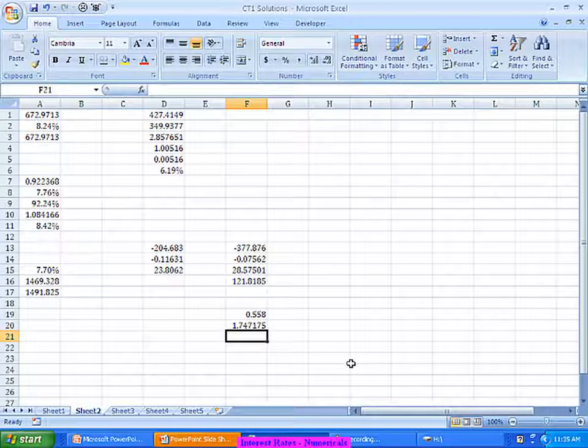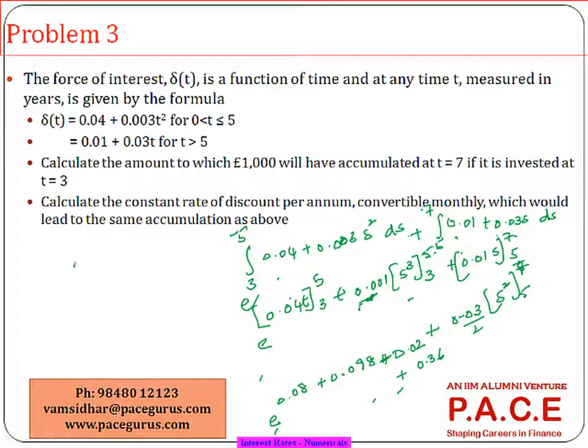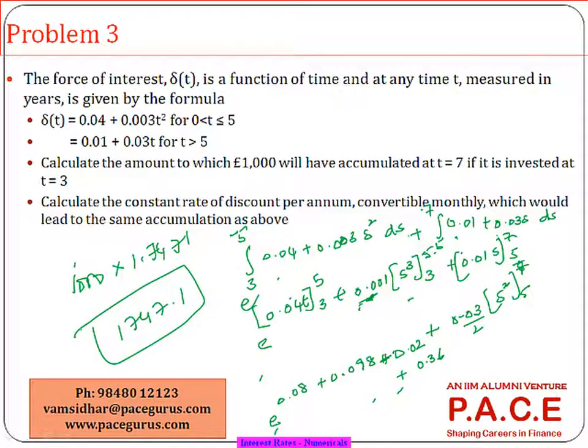So the accumulation factor between 3 to 7 years going with this kind of a mechanism is 1.7471, which means if I am depositing 1000 at that point, it works out to 1000 into 1.7471, working out to 1747.1. This would be the accumulated value at the end of 7 years. So we have to be very careful in terms of doing these kind of calculations, which involve continuous compounding rates of interest.